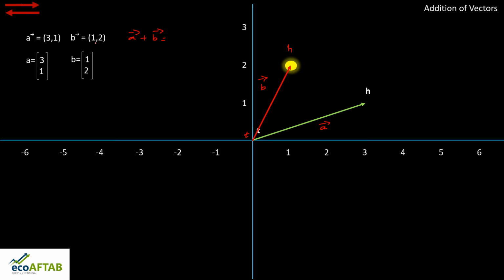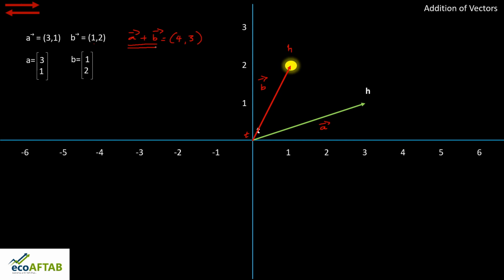So 3 plus 1 is 4, 1 plus 2 is 3. So we will get a new vector with the dimensions of 4 and 3. So this is our addition of vectors.